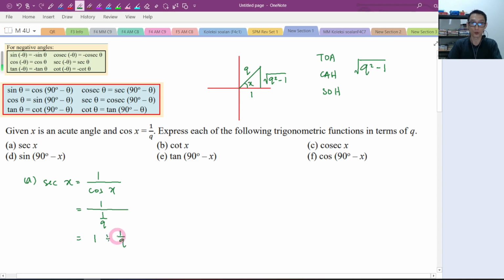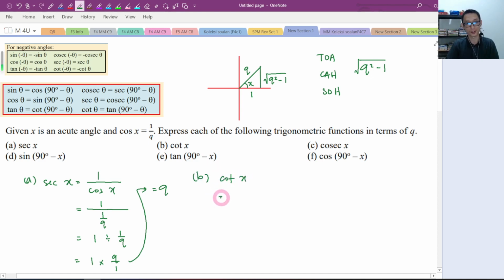In the exam, you actually don't have to write this step. This step is just for explanation, so that you understand better how this becomes q. So 1, copy, divide, you can change to multiply, and we flip over the numerator and denominator. So you remember this? Eventually, this is equal to q. Okay, now let's go to part B.